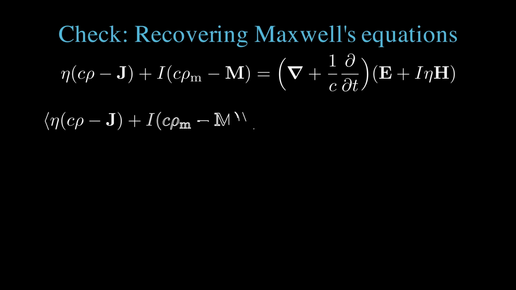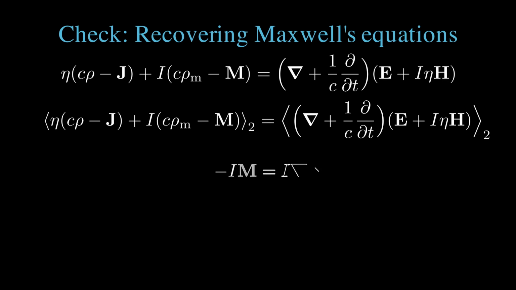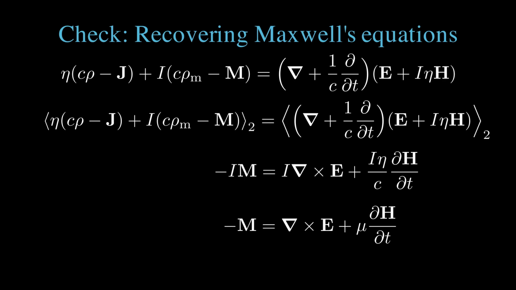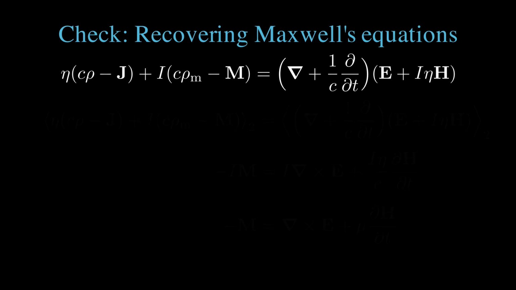To extract the bivector components, on the left we have minus Im. On the right we have contributions from ddt of I eta H and from grad E. We write out the bivector term of grad E in dual form using the cross product, then we multiply through by I to find the Maxwell-Faraday equation.